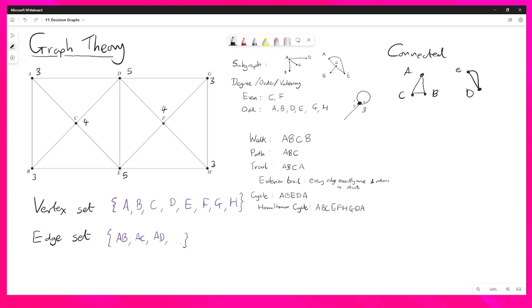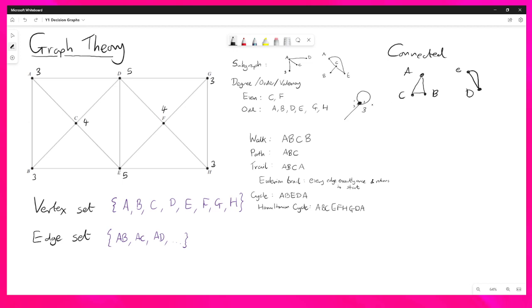Now, even though on this graph here, F and A are not directly connected to each other by a single arc, you can walk from A to F in a bunch of different ways. The number of arcs it takes does not matter for connectivity. Okay, it's just if you can walk from one to another, then they are connected.